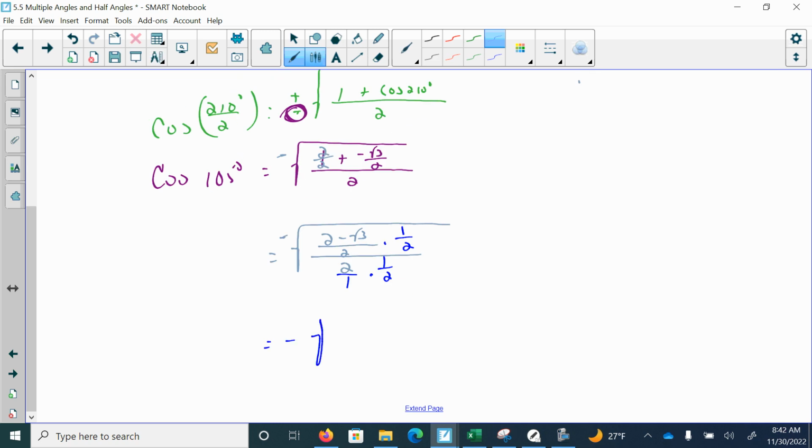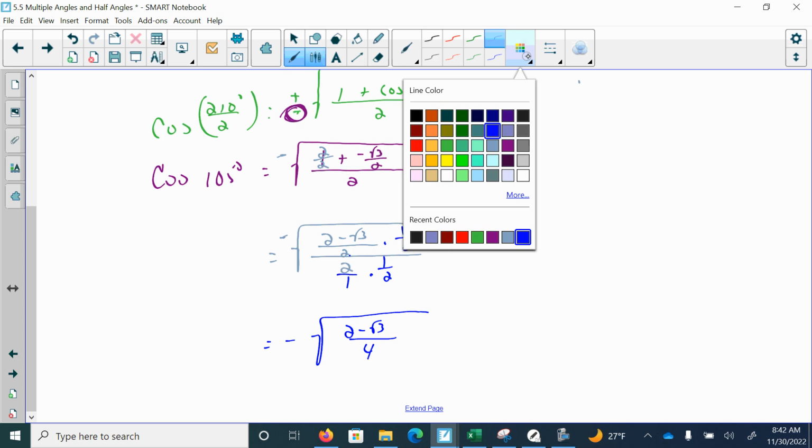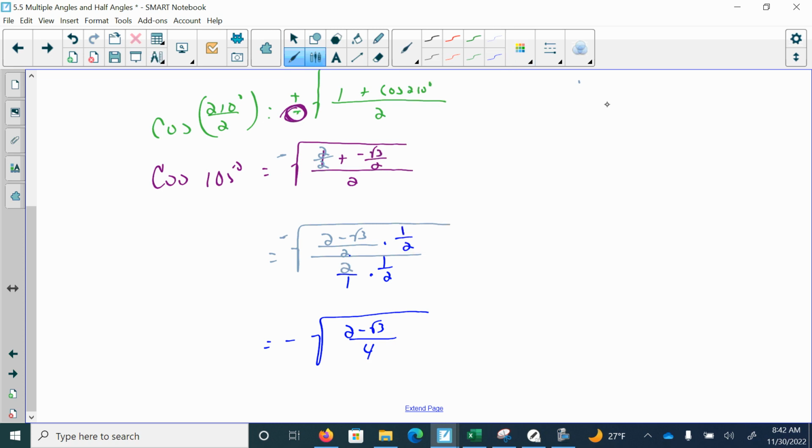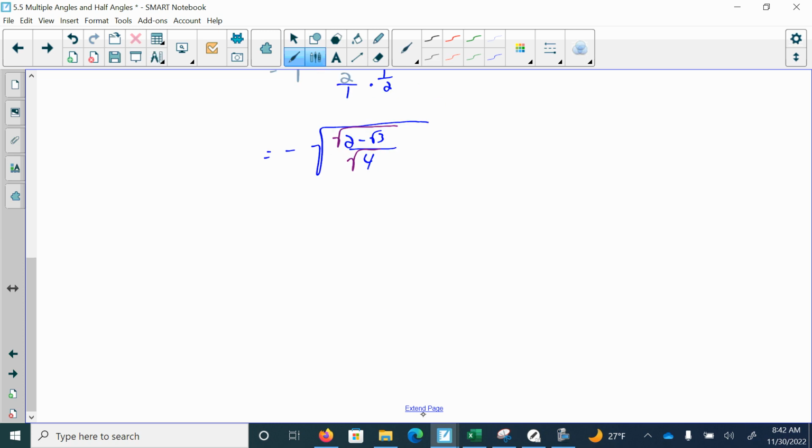This is the square root of 2 minus the square root of 3. I'm going to multiply 2 times 2, I get 4. Now, at some point, you should learn that when you do a square root, you can do the square root of the numerator and the square root of the denominator. So when I do that, it's still a negative sign. This is going to be the square root of 2 minus the square root of 3, and this is all over, and the square root of 4 is 2. And that is the exact answer that I want.